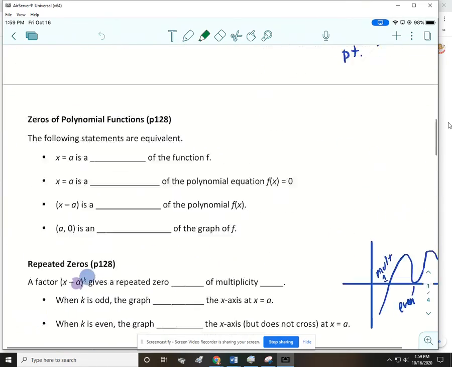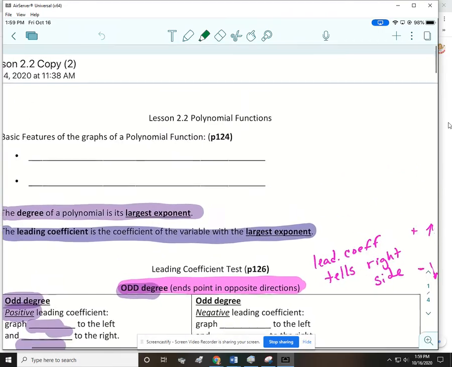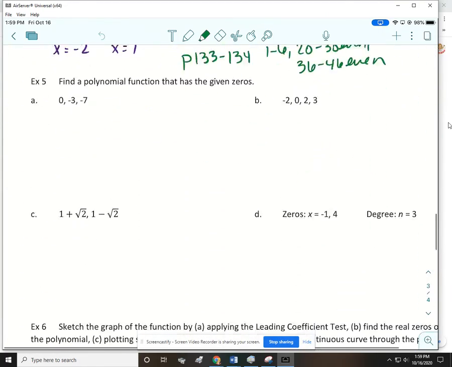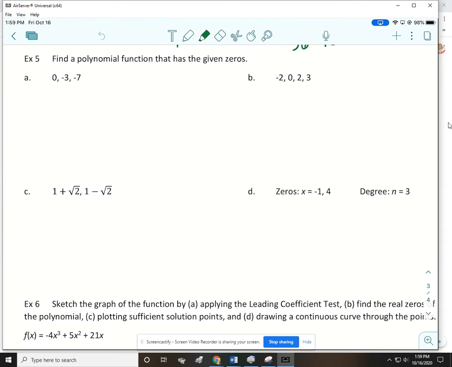Right, so we're continuing on lesson 2.2. We're on example 5. On example 5, it's kind of the reverse of what you were doing in the previous lesson. So we have the zeros, and we're going to find the polynomial function that has those zeros. The first thing you want to do is name your function, whatever you want to name it. I'm going to name this one f of x.